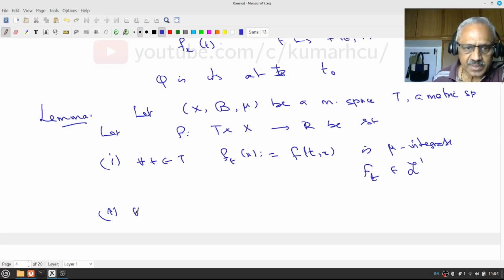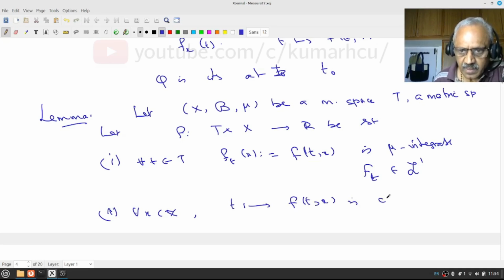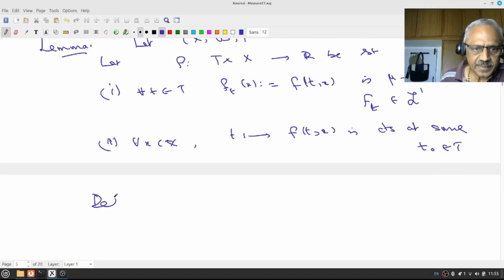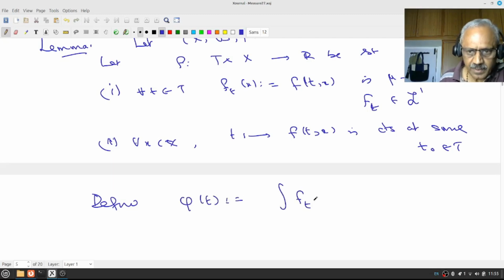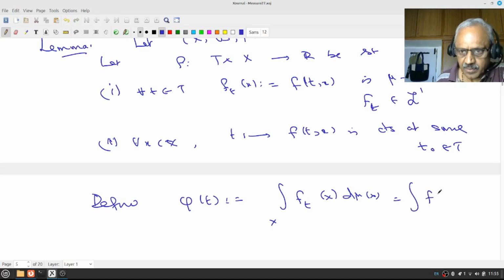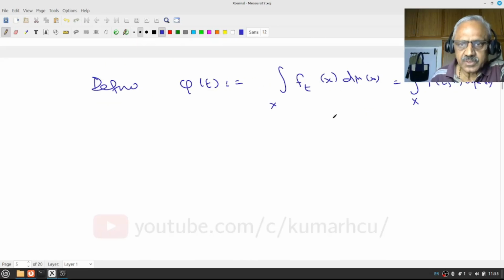The second thing is for each x in X, the map t going to F of (t, x) is continuous at some t naught in T. Then define phi of t to be the integral of F_t of x d mu of x over X, which is the same as the integral of F of (t, x) d mu of x over X. So this is what you call a parameter dependent integral.